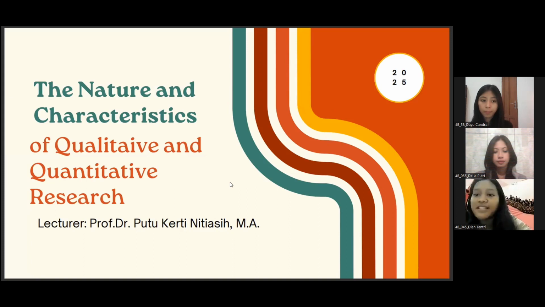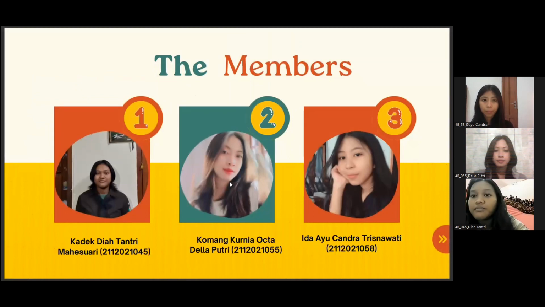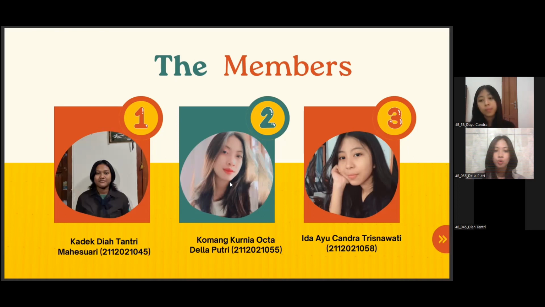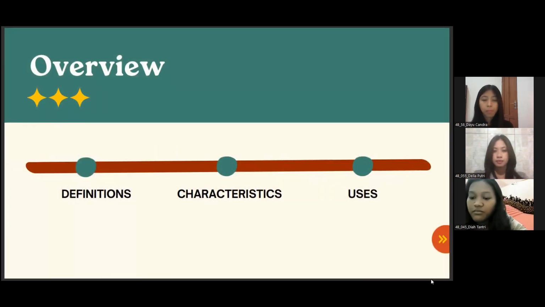Please next the slide. So my name is Kadek Diah Tantri Maheswari with the student ID 21120210445 and my friends. My name is Komang Kurnia Oktadala Putri with student ID 211202105 and my friend. Well, my name is Ida Ayu Chandra Krisnawati with ID number 211202058.